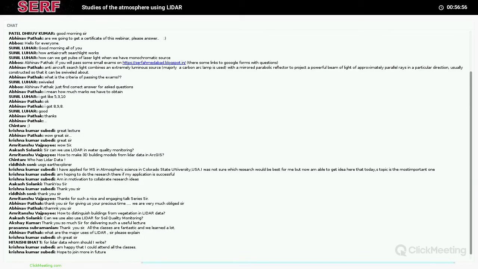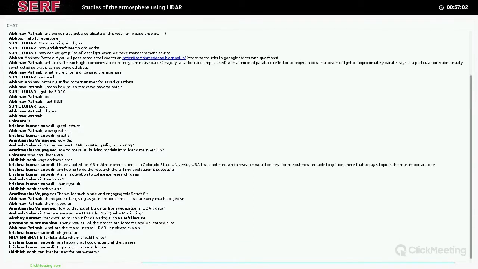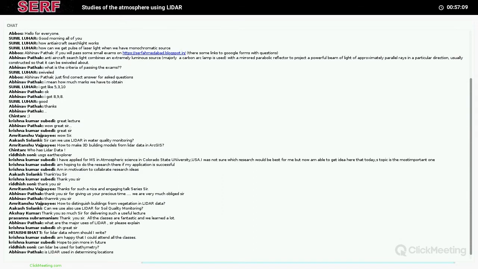Because if you have a LIDAR system and some enemy is coming from a distance, and suddenly you have a strong signal, you can identify that yes, there is something there which is moving, and LIDAR will give you a lot of information whether it is coming towards you or going away from you.